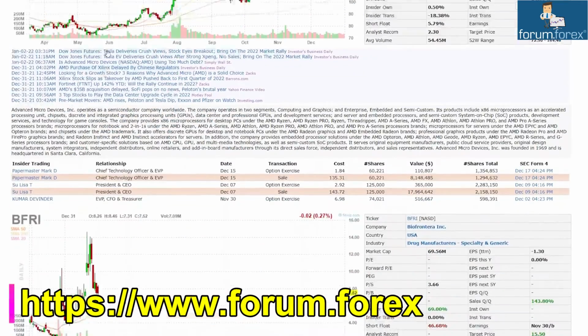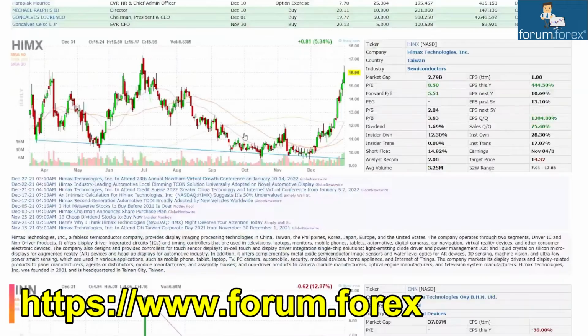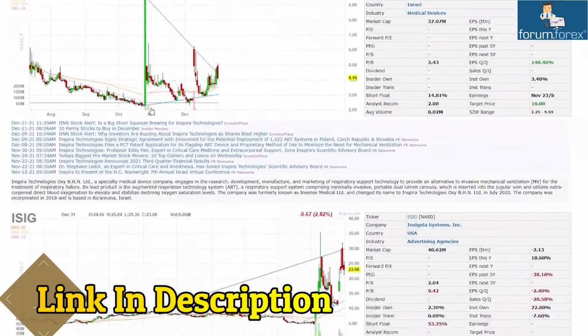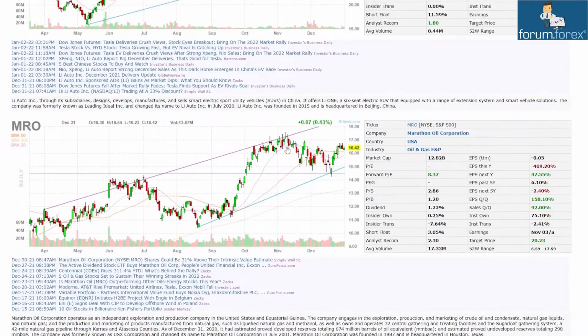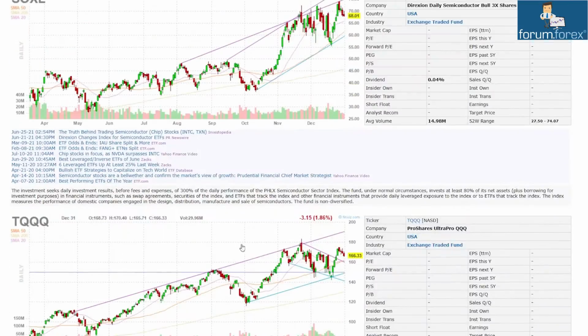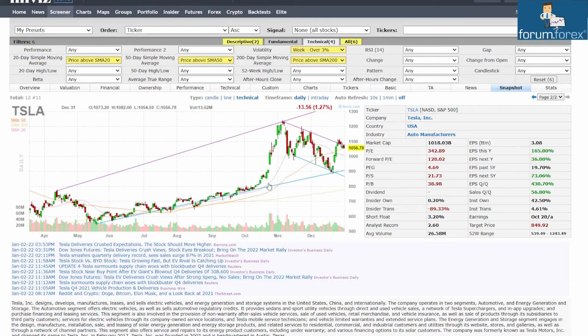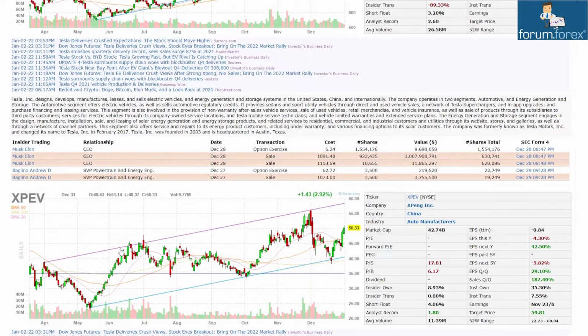So now what we have is AMD, BFRI, CLF, this stock that's super extended, and a couple of small caps. We have also LI that looks like a really nice setup, MRO also, SOXL, TQQQ, and also Tesla and XPEV. So these are pretty much all the stocks right now that I'm looking to swing trade.